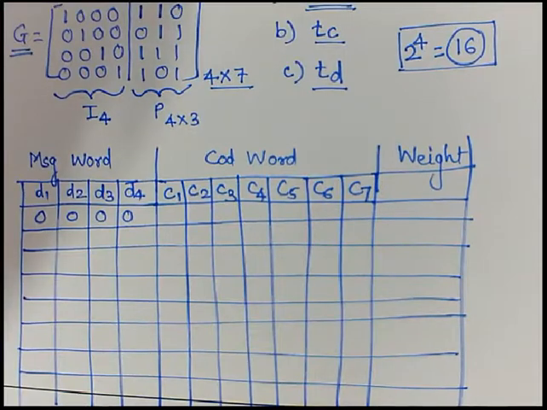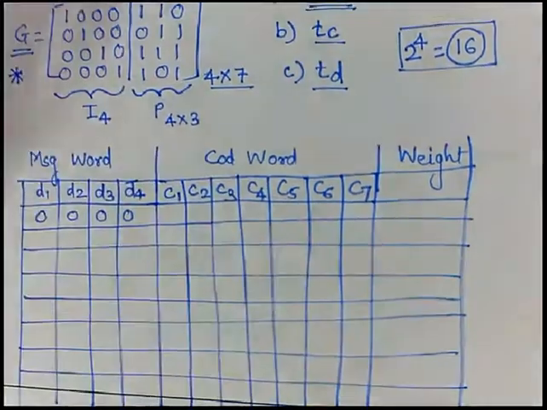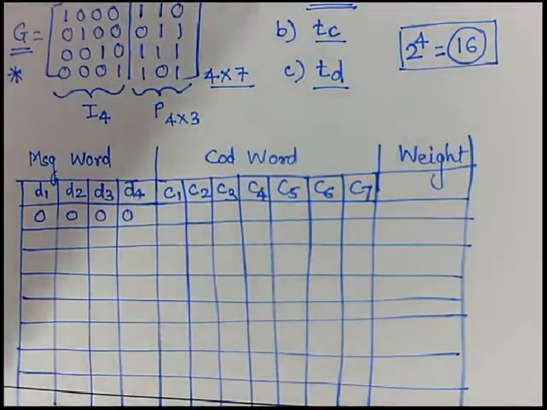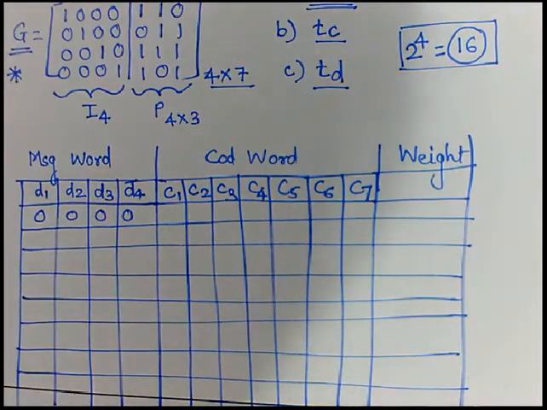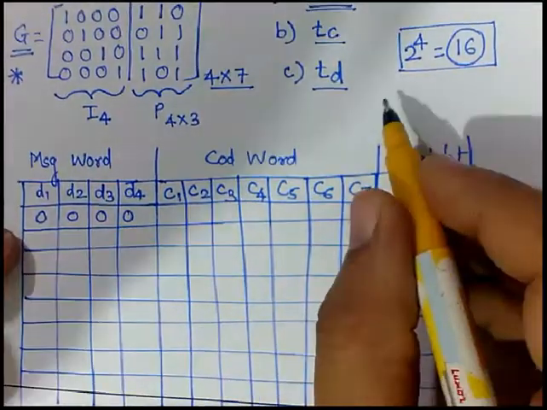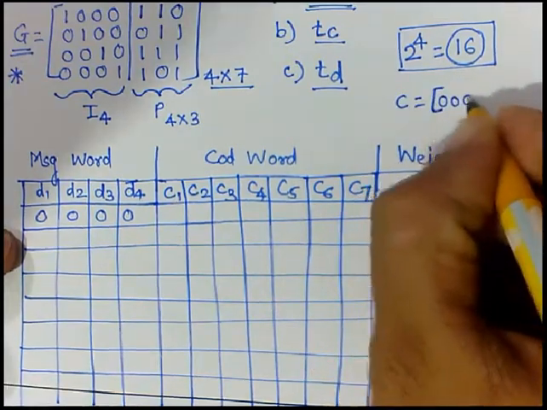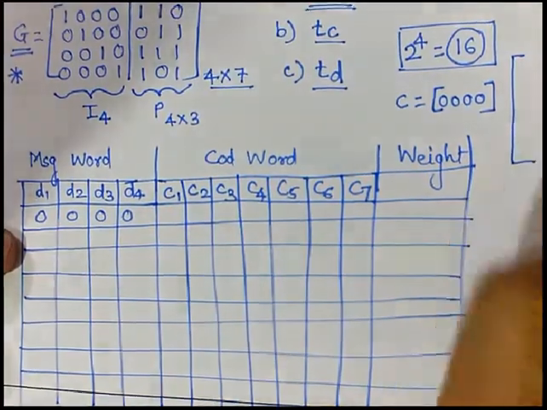Now if I want to generate the code word, I need to multiply by the generator matrix which is given to us. If the generator matrix is not given, then in that case we need to obtain the generator matrix by the use of certain expressions for the additional bits like C5, C6 and C7. These are nothing but redundant bits. Sometimes these are called parity bits. So for the message 0 0 0 0, I will multiply with the generator matrix.